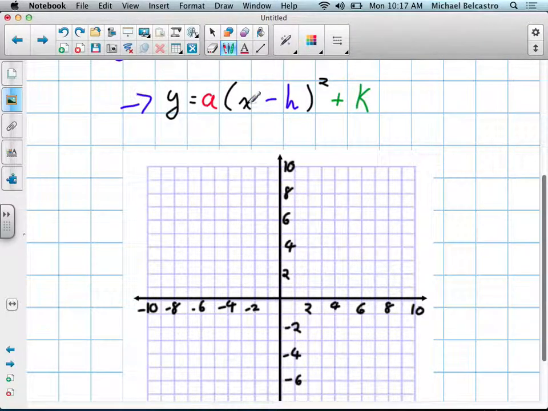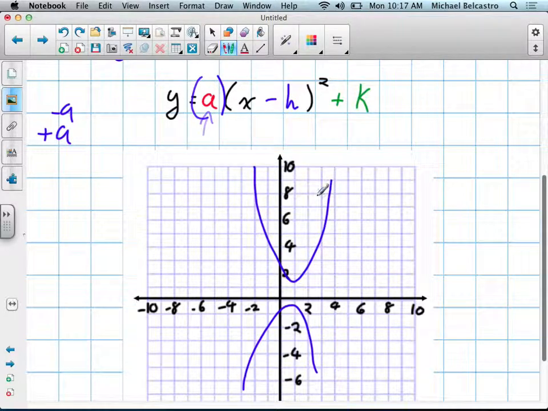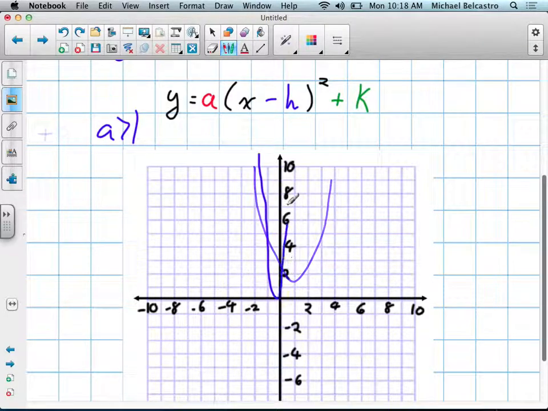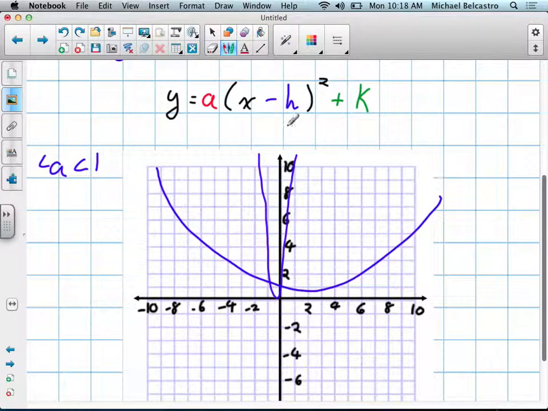So I've put, you can call this the normal function or a parent function. And this is putting in all those variables we learned about. We learned about A, and how if A is negative, it flips it. If A is positive, the parabola stays opening upwards. If A is greater than 1, then we know the parabola gets thinner. And if A is between 0 and 1, we know the parabola gets much wider.